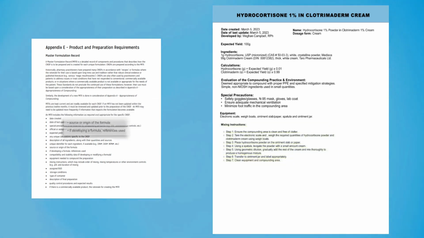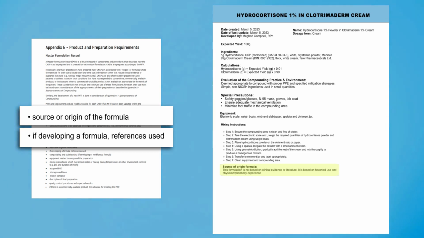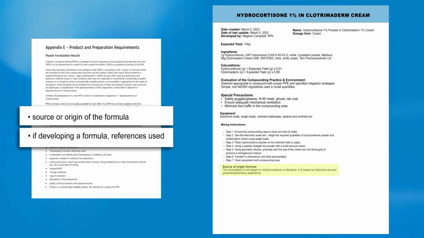Next, we need to consider the source of the formula and any references used to develop the MFR. There are several places we can find formulas for compounds. Some pharmacies may have subscriptions to compounding databases, but there are also free resources available, such as the IWK and Sick Kids websites, PubChem, and Mediska.